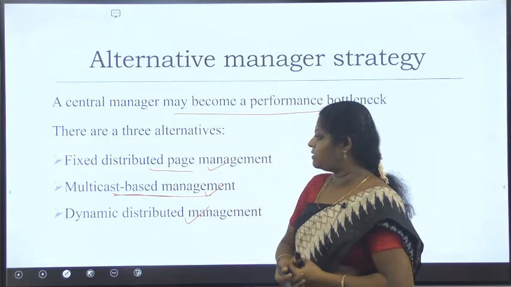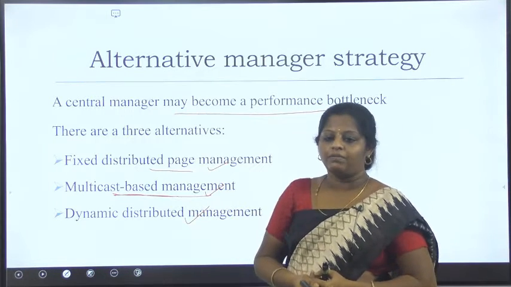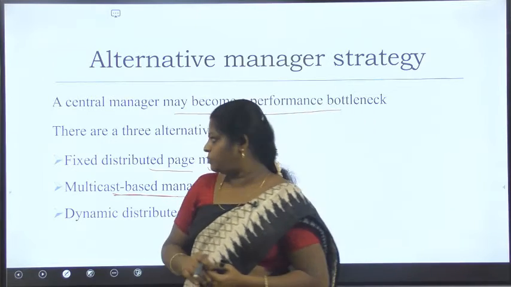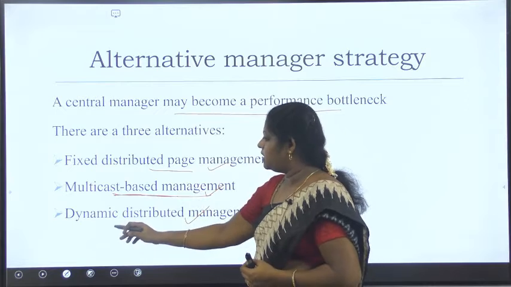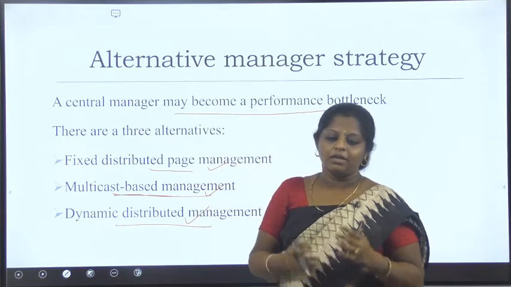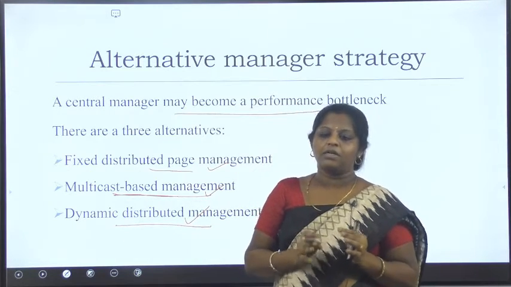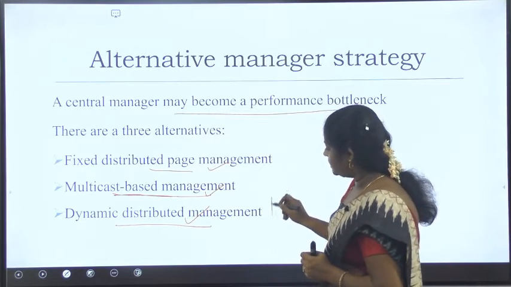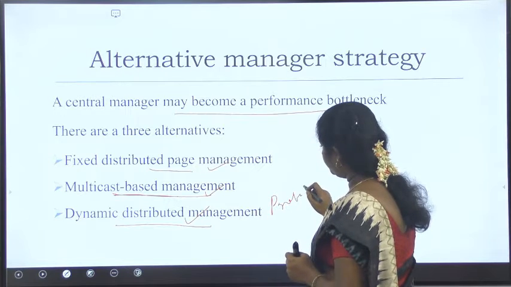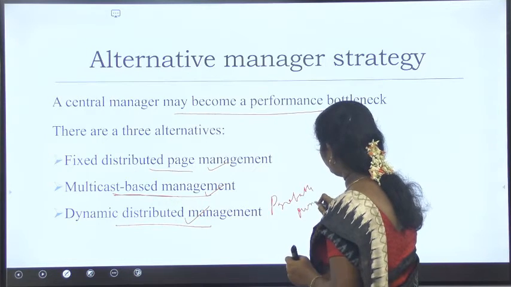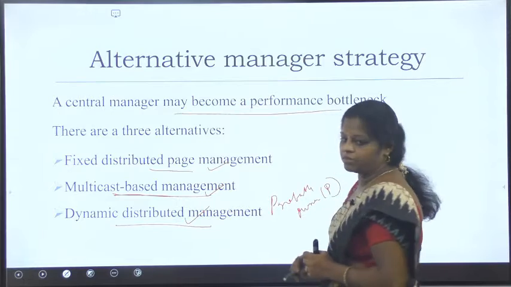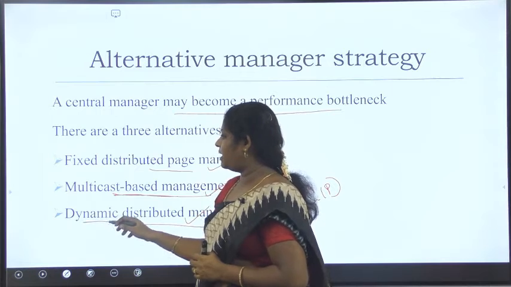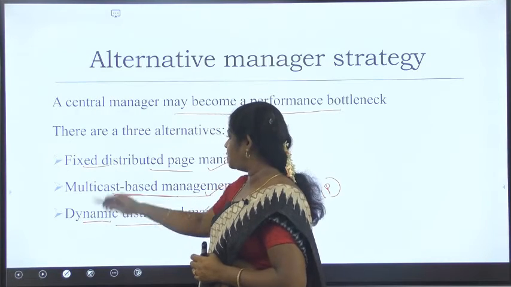The next one is dynamic distributed management. So here each program keeps a set of the probable owners of each page. Each program keeps the set of probable owners of P, the owner of the page, of each page. So this will be the dynamic and this is the fixed. That is the difference between these two.